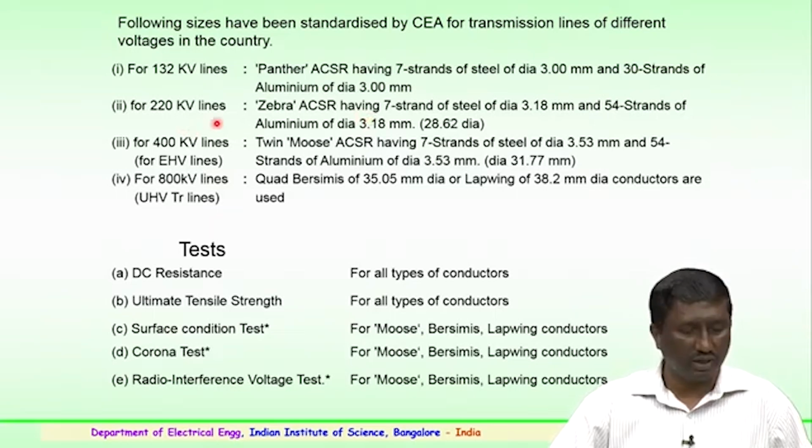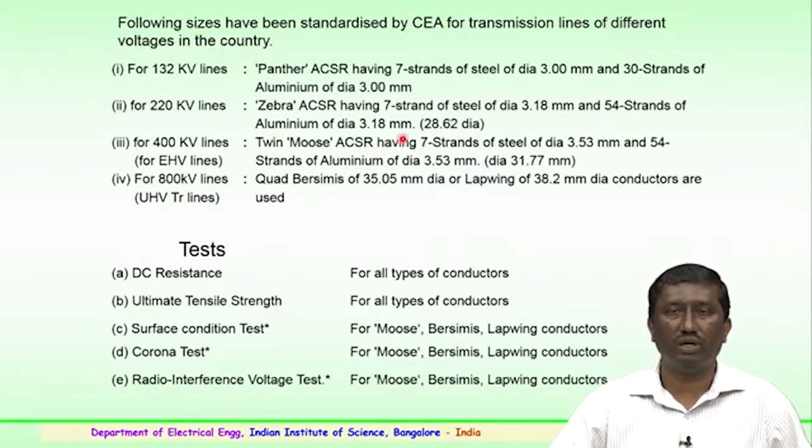For 220 kV transmission lines, Zebra is the name of the conductor, with a particular size dimension of 28.62 mm dia. This aluminum conductor steel reinforced has 7 strands of steel, similar to the Panther but of slightly higher dia, 3.18 mm, and contains 54 strands of aluminum of dia 3.18 mm. So, the Zebra conductor for 220 kV has 54 strands of aluminum outside and 7 strands of steel inside.